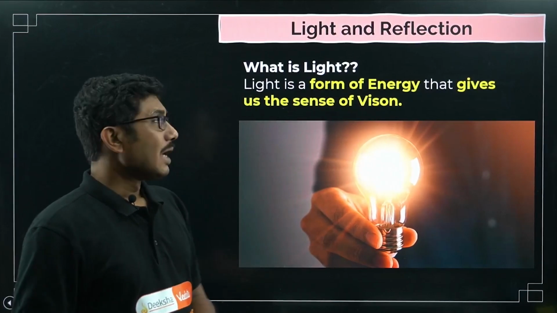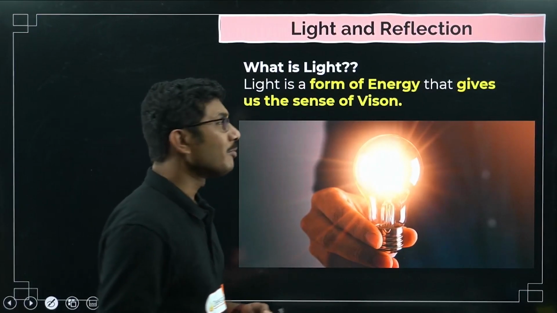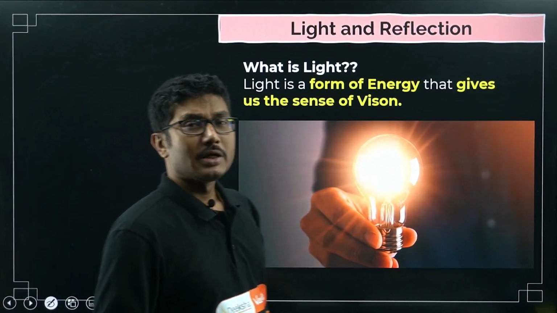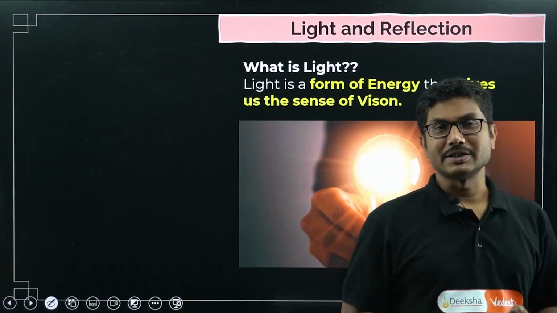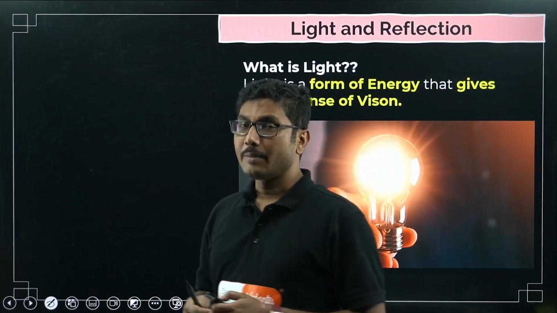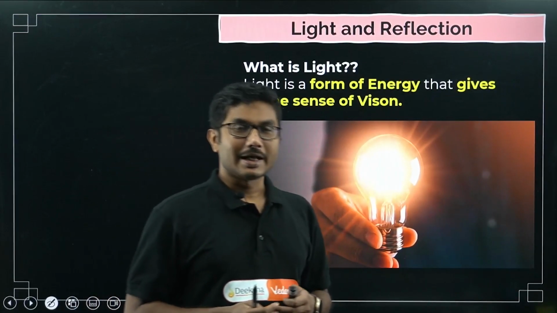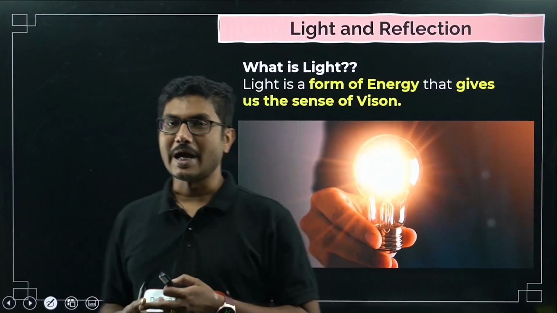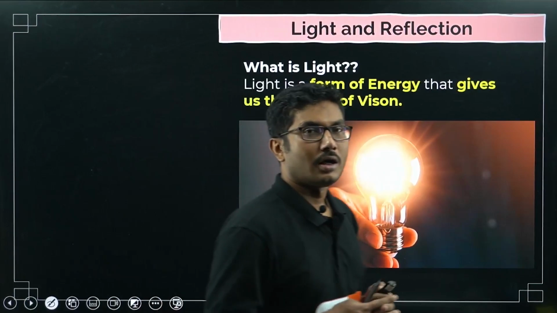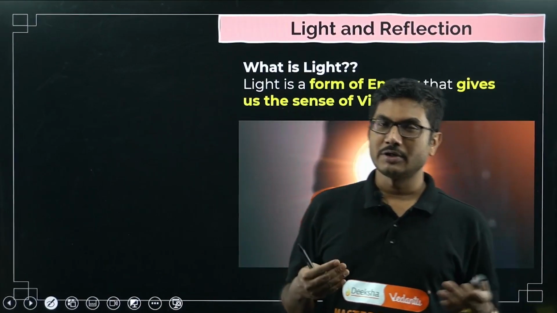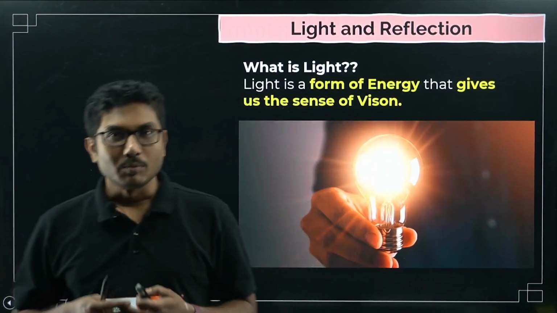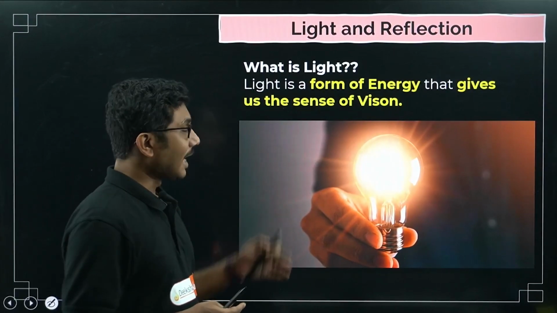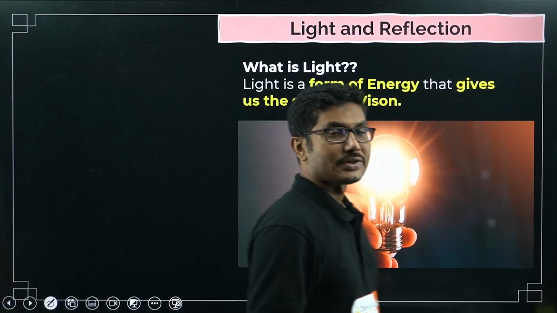What is light? Light is a form of energy that gives us the sense of vision. Very interesting concept. So basically light is a form of energy. What is the meaning of energy? We know there are many energies that exist in nature, right? One of them is light. Other than light we have sound energy and heat energy, very common sources of energy, right? From the sun we are getting light as well as heat. That is the primordial source of energy, and this light actually gives us the sense of vision.